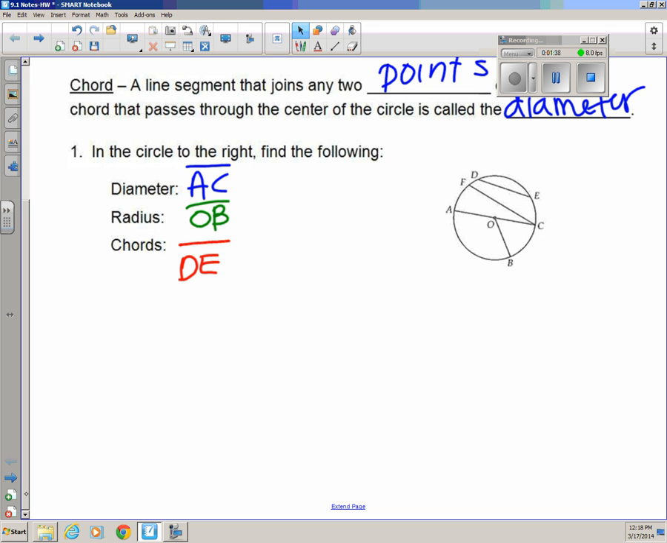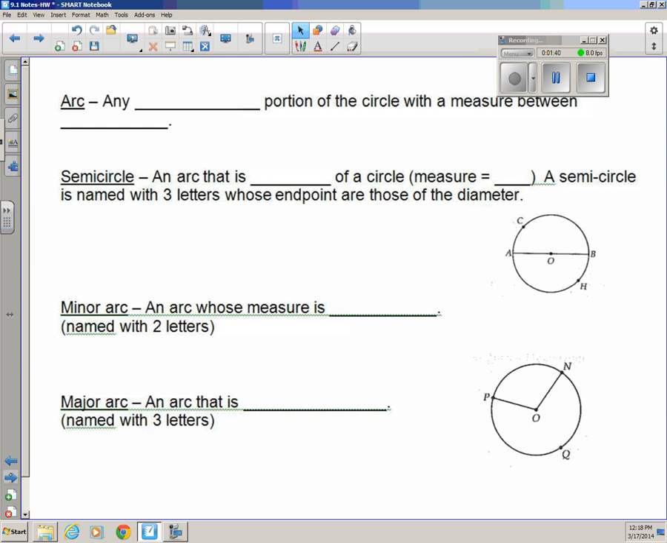So the next thing that we talk about is arcs. An arc is going to be any unbroken portion of your circle. It's any curved portion of the circle. And it's going to have a measure that's between 0 and 360 degrees. Kind of think about the circumference of a circle or the degree measure of a circle, right? A circle we know is 360 degrees from start to finish.